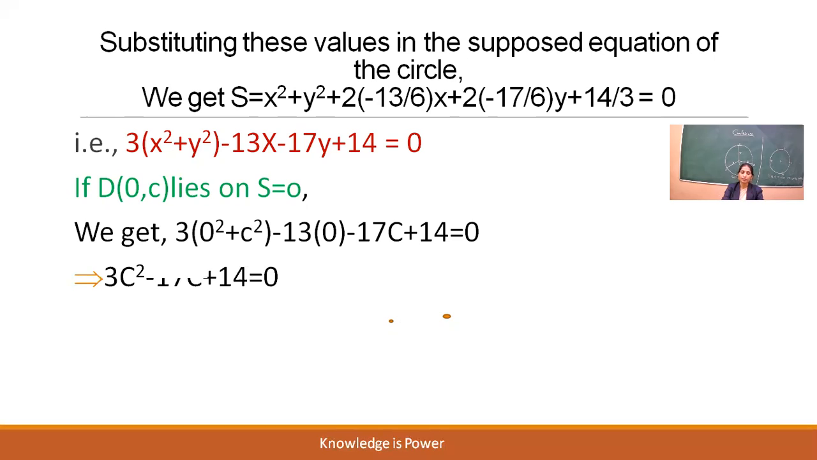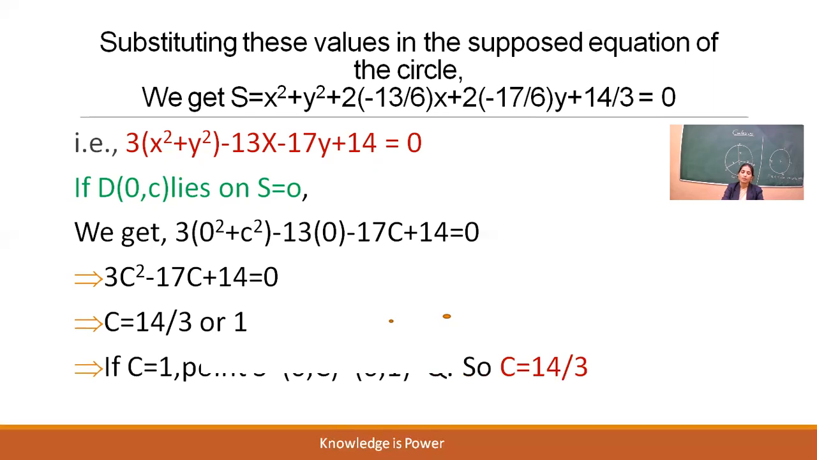Points are concyclic. So substituting D (0, c) in the equation S equal to 0, we'll get 3c square minus 17c plus 14 equal to 0. It's a second degree equation in c. How to get the value of c? It's a quadratic equation. When we solve the equation for roots, we'll get c equal to 14 by 3 or 1. So we can choose one of the values for c here. Let us take c equal to 1. What happens? If c is equal to 1, we have the point (0, c) now as (0, 1). But this (0, 1) is the point already given in the question as Q.